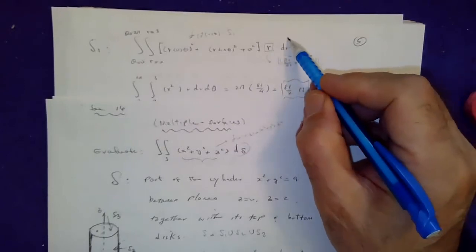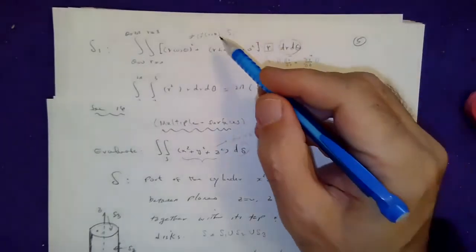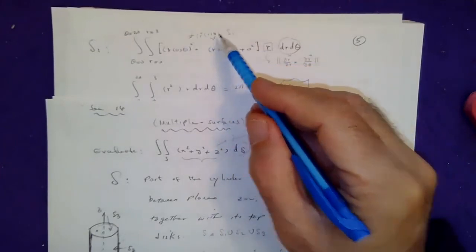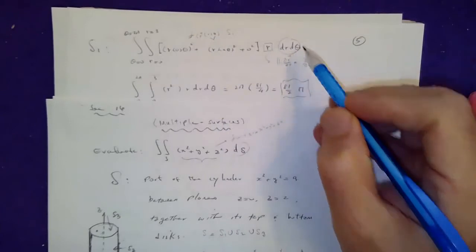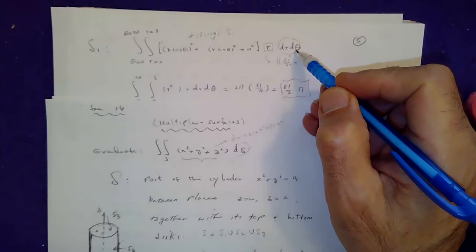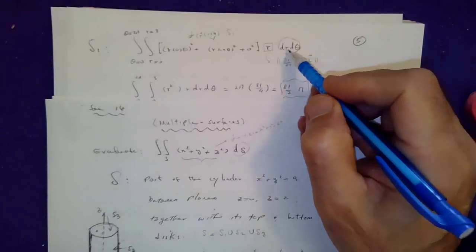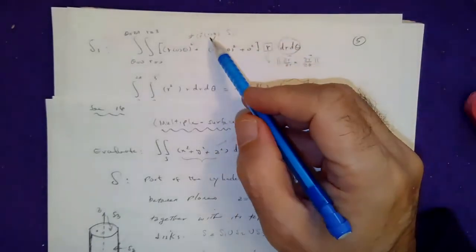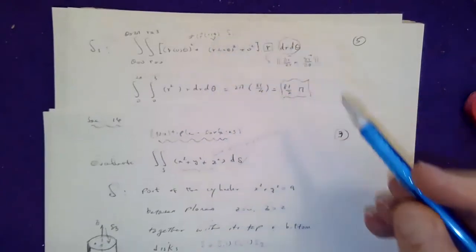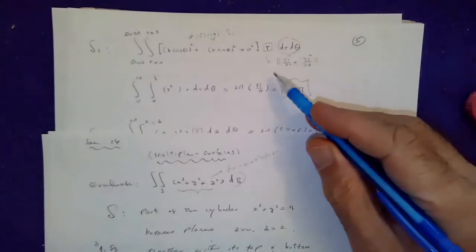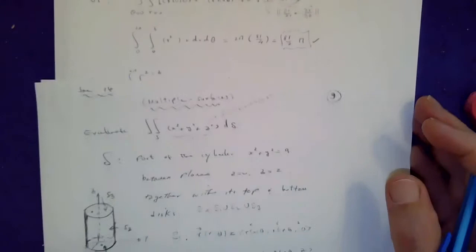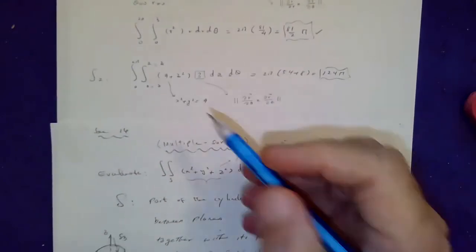And the area element depends on the parameters. In this case, my parameters were r and theta. So this has to be dr d theta. This is not polar coordinates. Be careful. Dr d theta came from the fact that my parameters were r and theta. And lo and behold, when I evaluate this, I get this. Remember, this is not polar coordinates. What about this one?